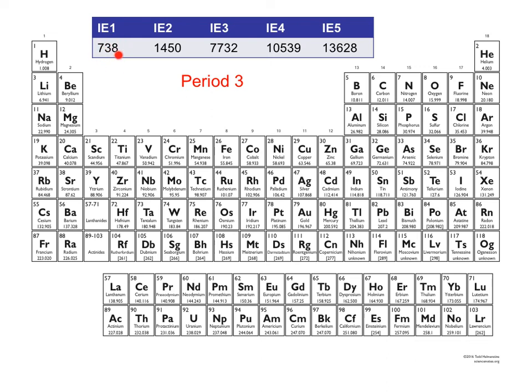If we look at the second example, we've got 738, we've got 1450, and then now we've got a big jump. The jump is over 6,000 between IE2 and IE3. Before that it was less than 1,000. After that it was about a 3,000 difference. So this is my big jump in the second example. So this element has 2 valence electrons. If we're in period 3, this is going to be magnesium.